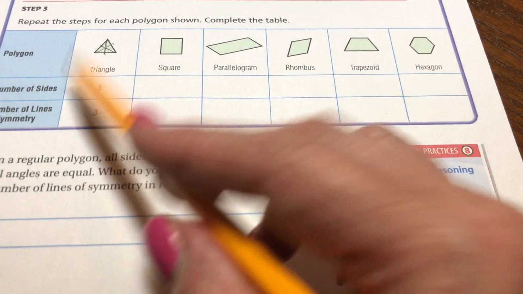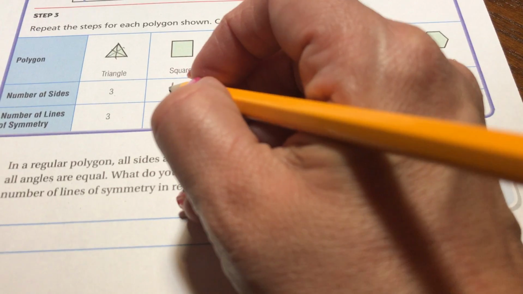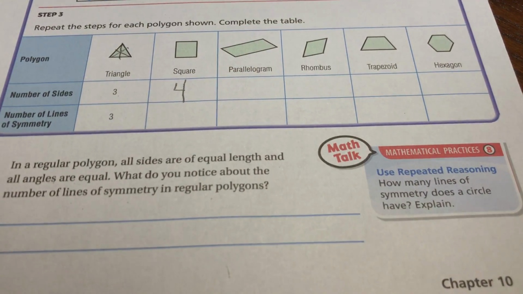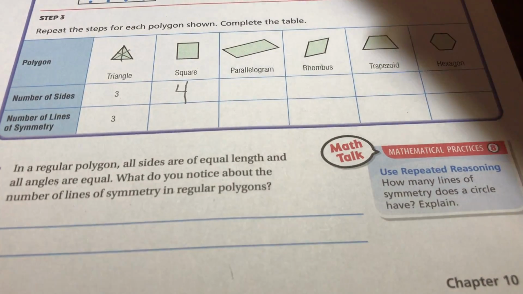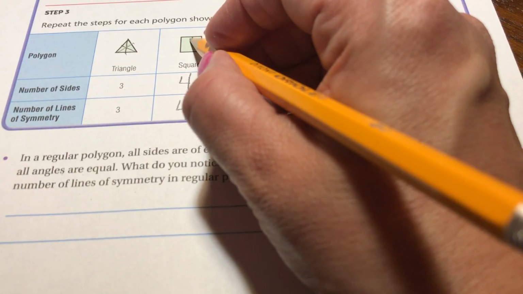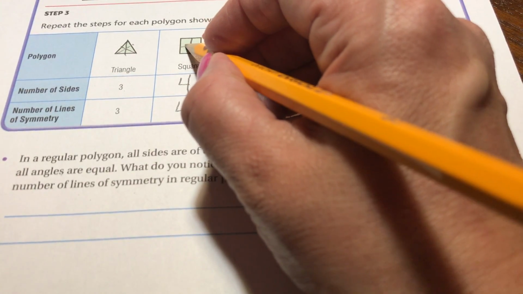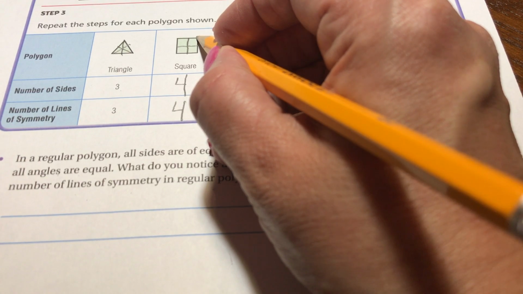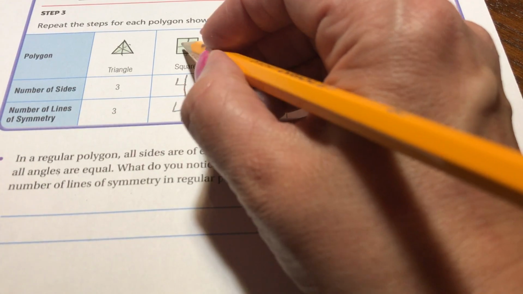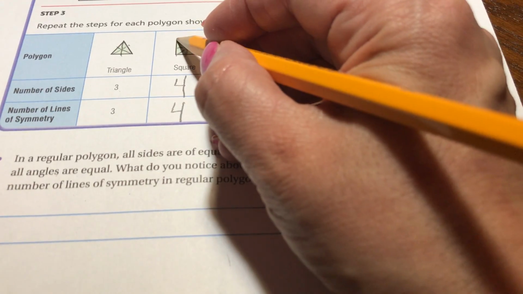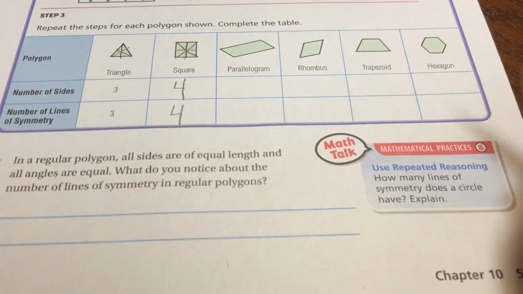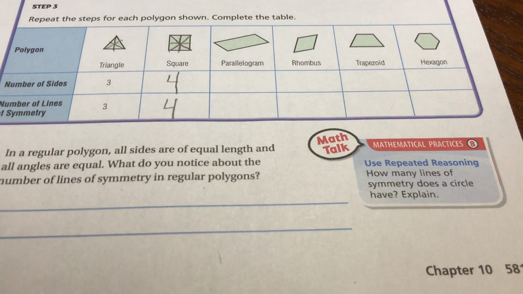So a square, the number of sides, obviously, it's a quadrilateral. It has 4 sides. And how many lines of symmetry does that quadrilateral have? Well, it's going to have 4. I can go this way with it. I can go this way with it. So vertical, horizontal, diagonal in that direction, and a diagonal in that direction. That would give me my 4 lines of symmetry.